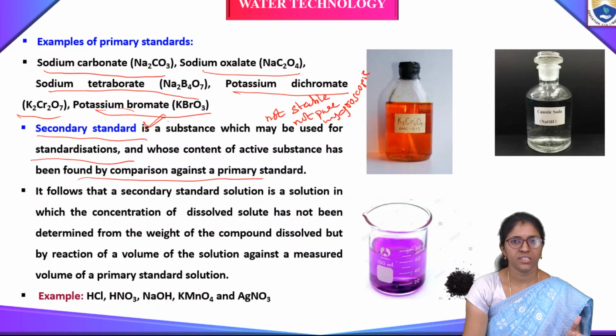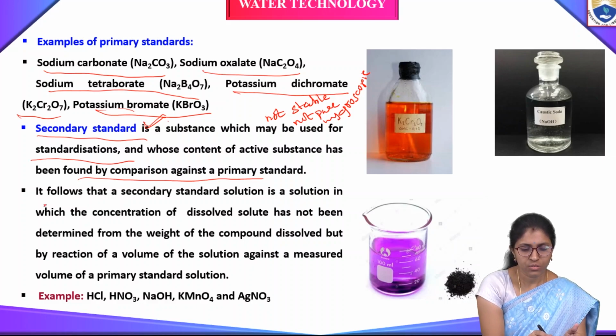So we have to standardize the secondary standards by using primary standards, because primary standards are stable, have low toxicity, are highly pure, and are not hygroscopic. For primary standards the concentration does not vary with time. For secondary standards the concentration varies with time. So we have to standardize the secondary standard solutions by using primary standard solutions.